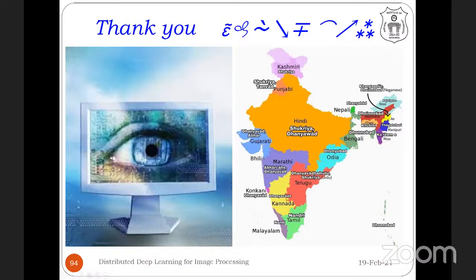Whatever I have covered is just to give some basic idea that there is a concept of distributed deep learning for image processing. You have to explore it. In one and a half hours, this is the maximum I can cover.